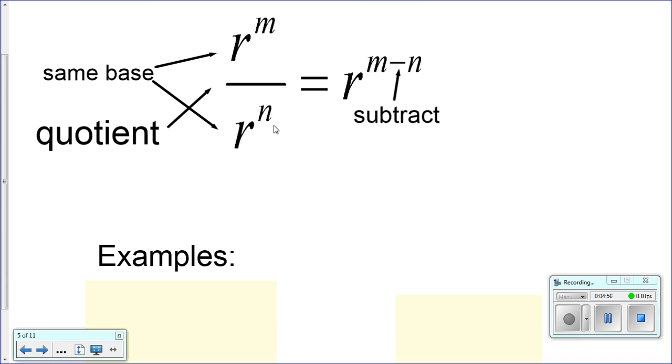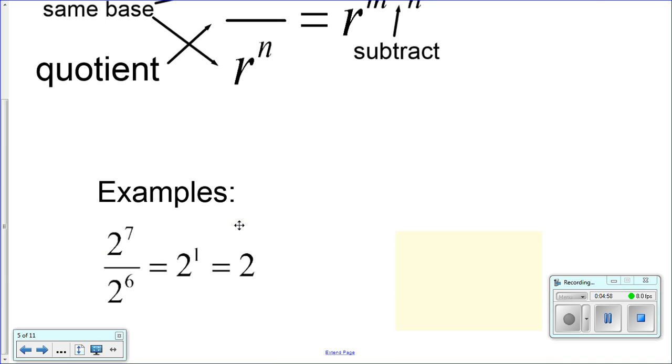So here are some examples. We have 2 to the 7th over 2 to the 6th. Now you could go ahead and multiply this out, but that seems like dealing with awfully big numbers. But if you go ahead and do it, 7 minus 6 gives you 2 to the first, which is just 2. Done. Another example, g to the 11th over g to the 4th. Well, 11 minus 4 is 7, and they have the same base, so g to the 7th. That's it. Okay?